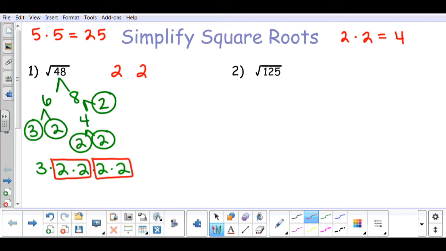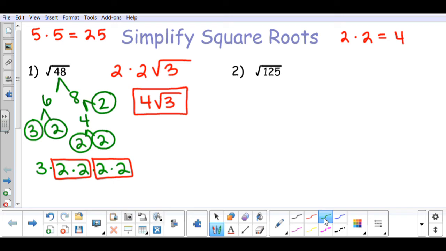When we have more than one thing, we're going to multiply. And then inside of my square root will remain the 3. I'm going to multiply the 2 and 2 in front, and that's going to give us 4 times the square root of 3. So our square root of 48 simplifies down to 4 square roots of 3.